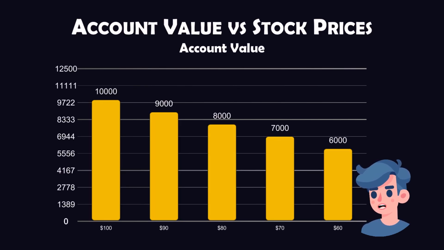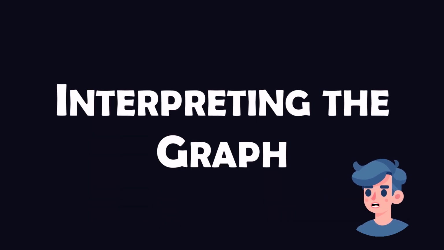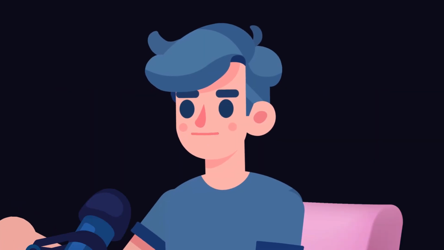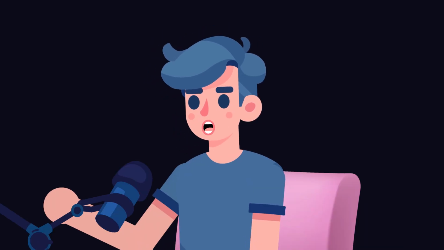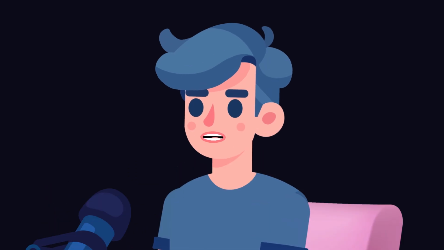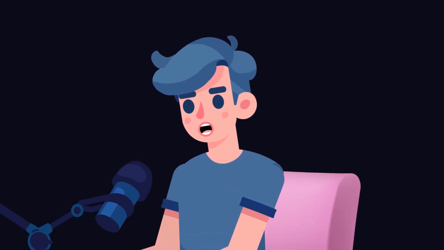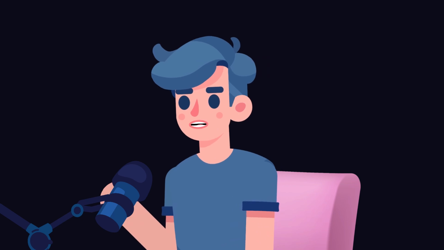We'll plot the value of your margin account against the stock prices. As you can see in the graph, if the stock price falls, the value of your account also decreases. The maintenance margin is often set at a percentage of the invested amount, typically 25 to 30%. If your account value falls below this threshold, you'll receive a margin call.